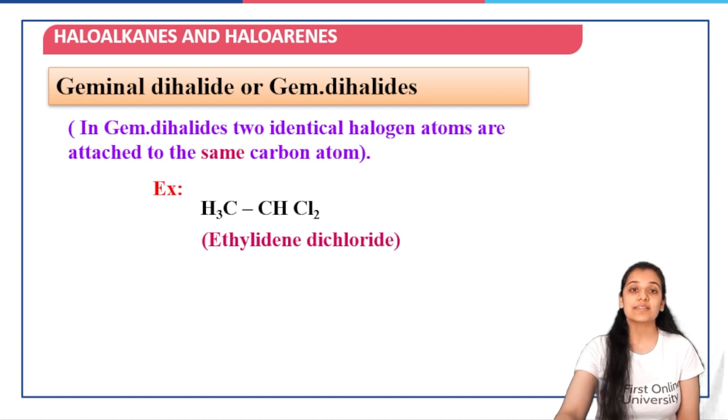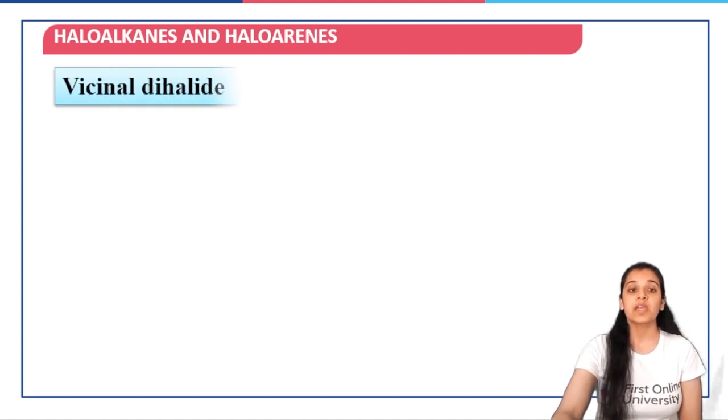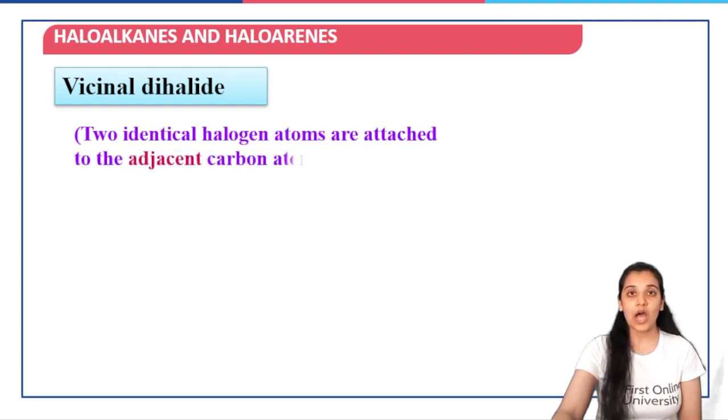The common name is ethylidene dichloride, or the IUPAC name is 1,1-dichloroethane. So you can see here that the 2 halogen atoms, that is the 2 chlorine atoms, are attached to the same carbon atom, and therefore we call it a geminal dihalide. The vicinal dihalide is the one where the 2 identical halogen atoms are attached to 2 different carbon atoms which are adjacent to each other.